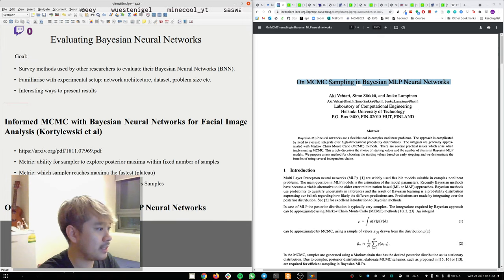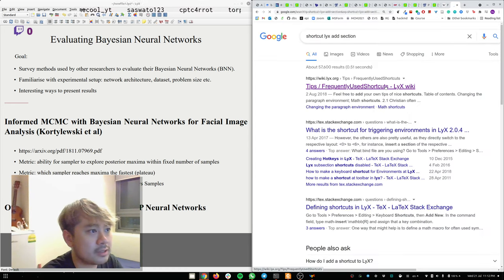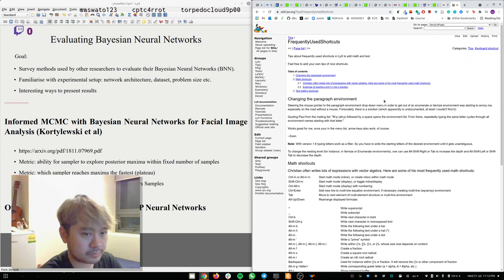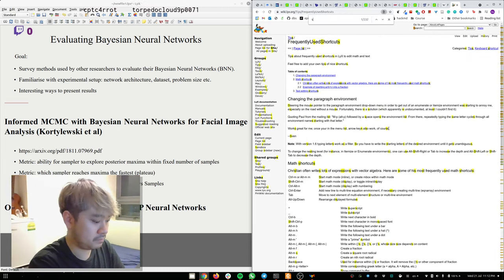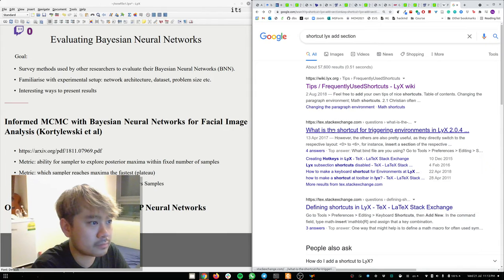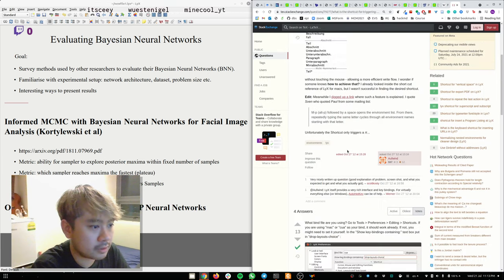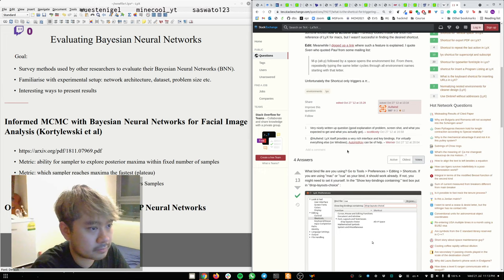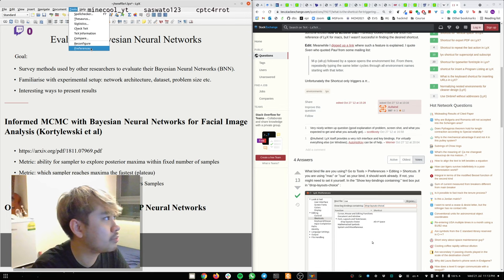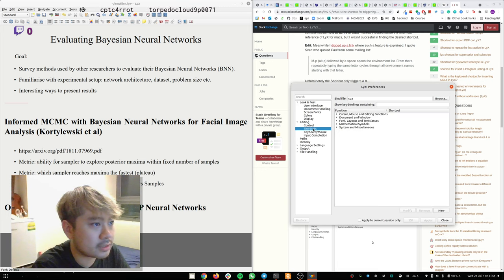Is there a way to add sections? Shortcut, links, add section. Come on, there has to be a shortcut, right? Section? No, nothing. Wow. Can I define one myself? I mean, I'm sure I can. Okay, let's go. So it goes tools, preferences, and then editing, shortcuts, there we go. Nice.